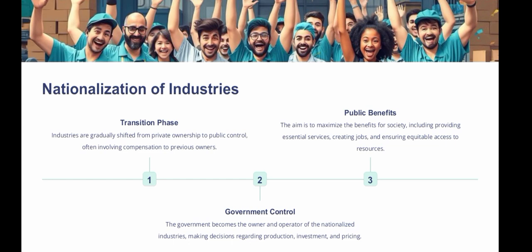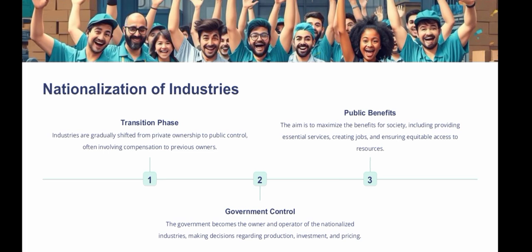Then nationalization of industries. First one is transition phase, second one is government control, and third one is public benefit. So let us see, first one is transition phase. What is transition phase? Industries are gradually shifted from private ownership to public control.